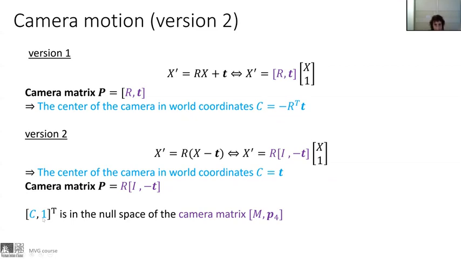Also, again, C1 is in the null space of the camera matrix. When I write the camera matrix in general block form, [M P4], M is the first block of 3 by 3, which in this case is R. In the first version, P4 is going to be T. And in the second version, P4 is going to be minus R multiplied by T. Is this clear, the two versions of the camera motions, or camera models?